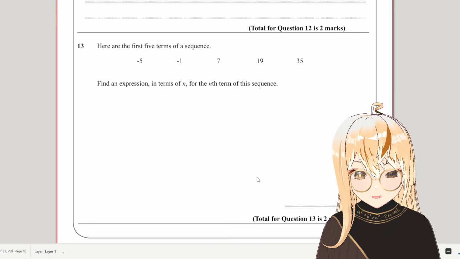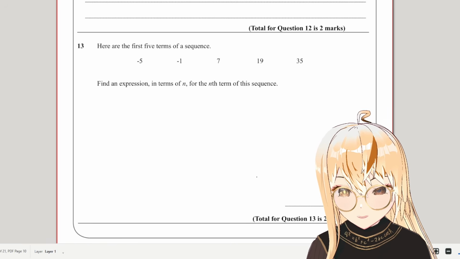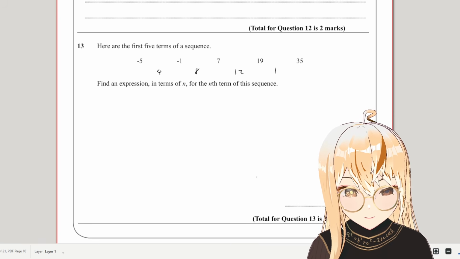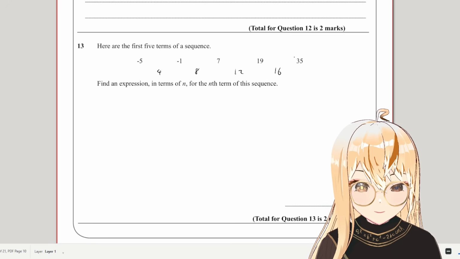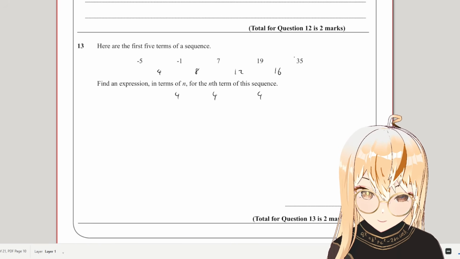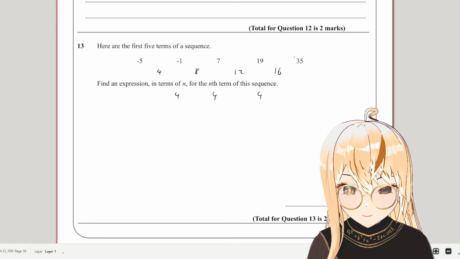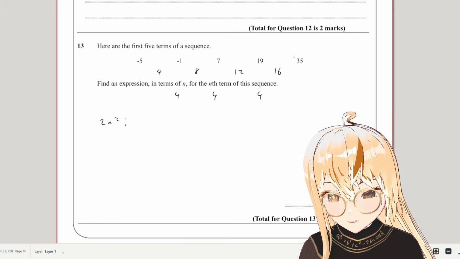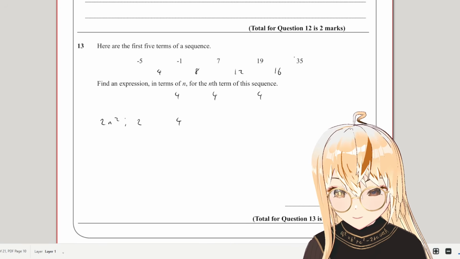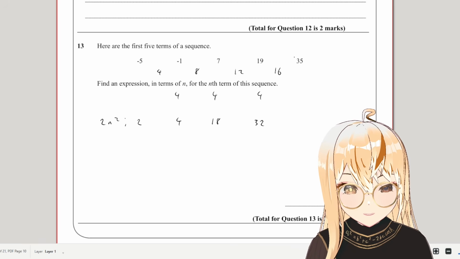Okay, so the way to do this is to look at the differences between the terms, which would be 4, 8, 12, and then 16. And since the differences aren't the same yet, we can do the second difference, which would be 4 on all of them. And then we know that the coefficient of the quadratic in our sequence would be half of the second difference, which is 2. So let me write out the terms for this. So for 1 it would be 2, then 4, and then 18, 32, and then 50.